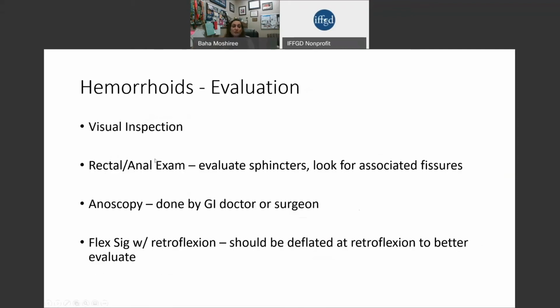We diagnose hemorrhoids by visually inspecting them. Of course, the rectal exam can be helpful because you can palpate it. Anoscopy is the way that we can look at the anus area, and usually it's done by a GI doctor or surgeon. Then flexible sigmoidoscopy is where we use a colonoscope and go up the rectum and the colon, and we're able to see in backwards view of the rectum and in forward view whether a patient has a hemorrhoid.